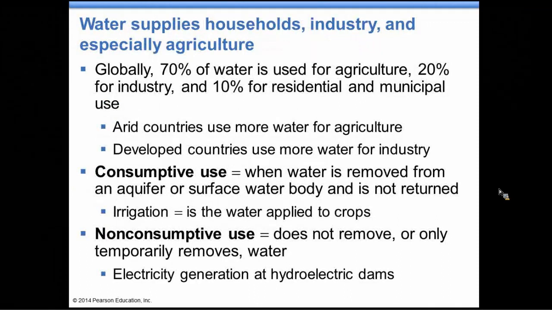We all know that water supplies households, industry, and especially agriculture. Globally, we allot about 70% of our annual freshwater use to agriculture. Industry accounts for 20%, and residential and municipal use account for around the last 10%. When we remove water from an aquifer or surface water body and do not return it, this is called consumptive use. In contrast, non-consumptive use does not remove or only temporarily removes water from an aquifer or surface body.